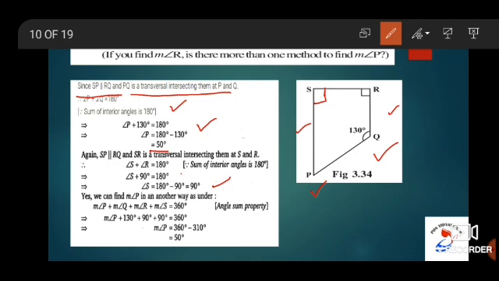They have asked you, is there any other method for finding the measurement of P and the other unknown value? We can also find this by using the angle sum property of a quadrilateral. That is, the sum of the measures of all four angles of a quadrilateral is 360 degrees. Therefore, P plus Q plus R plus S, the sum of all four angles, is equal to 360 degrees. That is nothing but the measurement of P plus 130 plus 90 plus 90 is equal to 360. Therefore, the value for P is 360 minus 310, that is equal to 50 degrees.